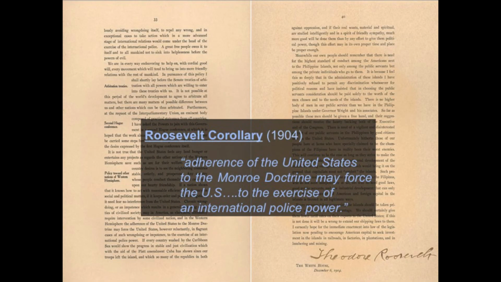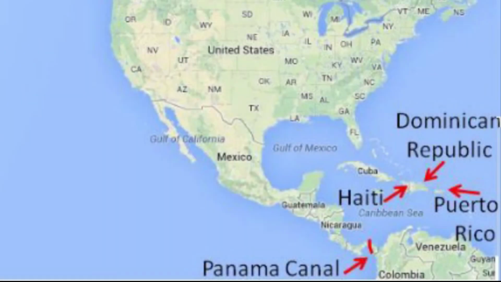In office, he built upon the Monroe Doctrine by stating that the adherence of the United States to the Monroe Doctrine may force the U.S. to the exercise of an international police power. Essentially, this gave the U.S. president the right to use military force to keep European countries out of Latin America. From 1906 to 1924, U.S. presidents used this to justify U.S. intervention in Cuba, Haiti, Nicaragua, and the Dominican Republic.